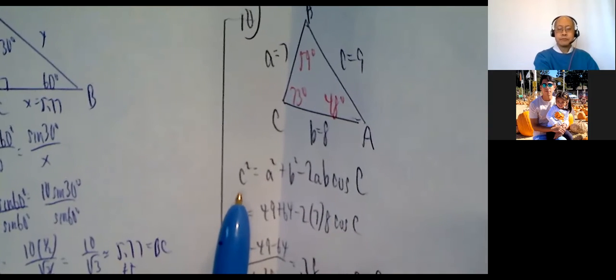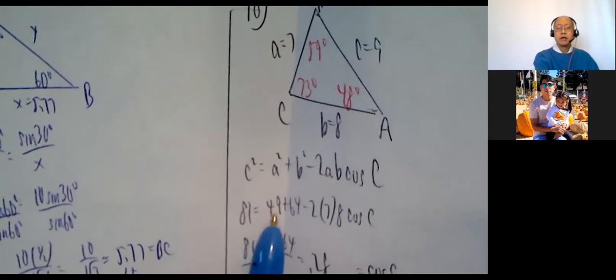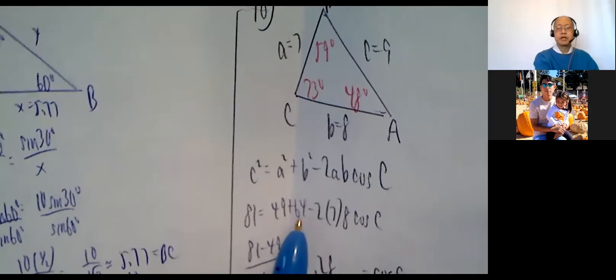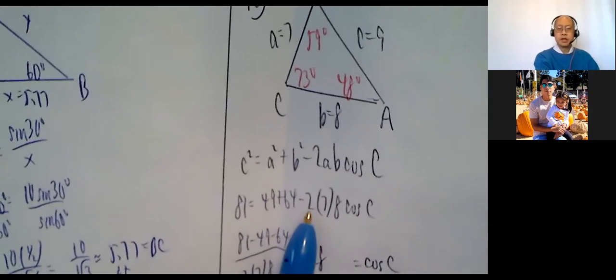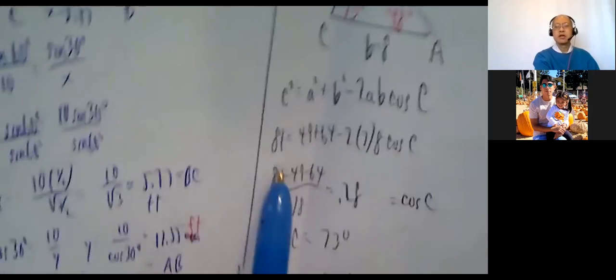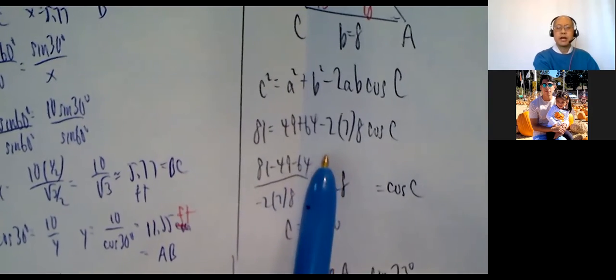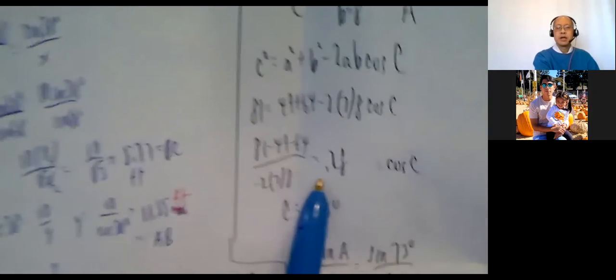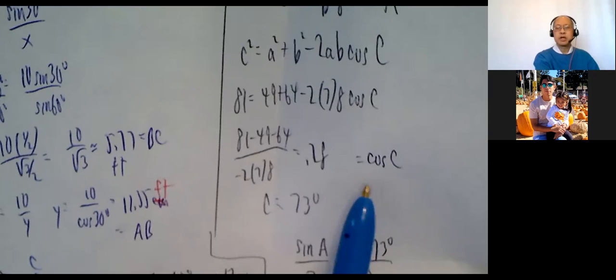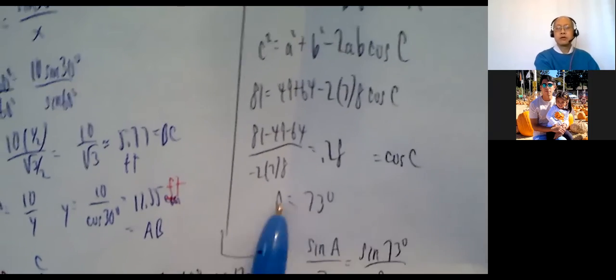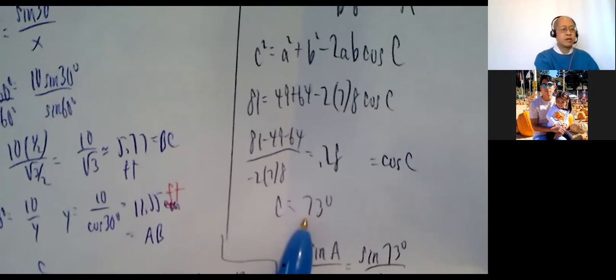Plug in. C squared is 81. A squared is 49. B squared is 64. Minus 2 times 7 times 8 cosine of C. Subtract 49, subtract 64, and divide by -2 times 7 times 8. That comes out to be 0.28, which is cosine of C. Hit inverse cosine, and C is 73 degrees.